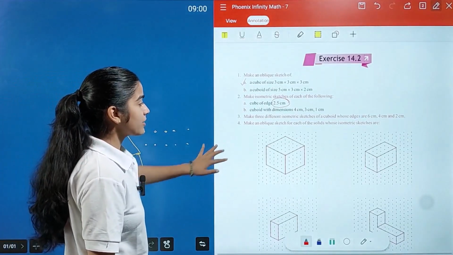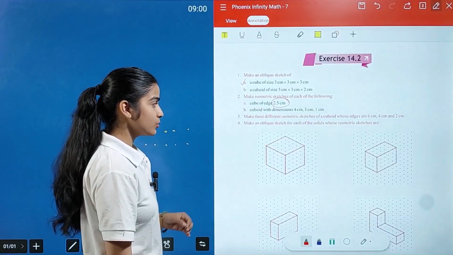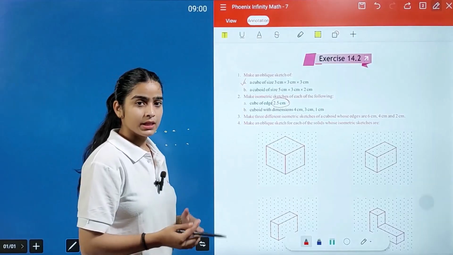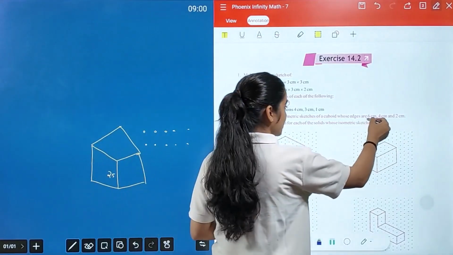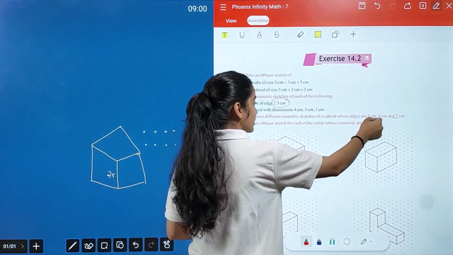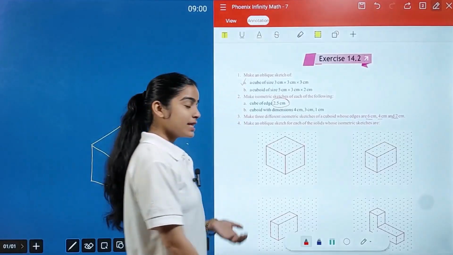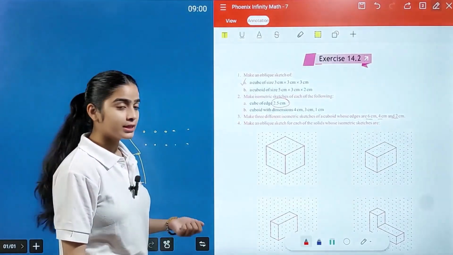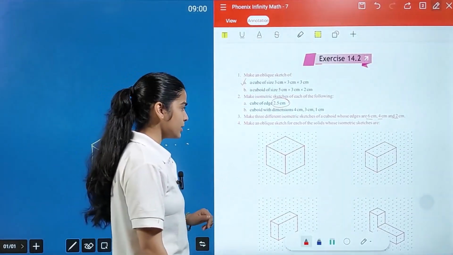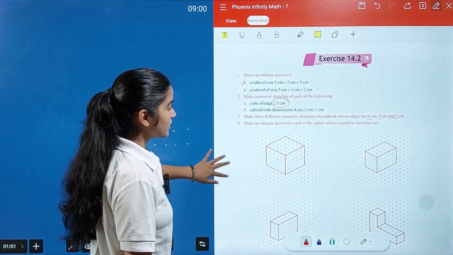Make 3 different isometric sketches of a cuboid whose edges are 6 centimeter, 4 centimeter and 2 centimeter. So by interchanging these, first of all you have to take 6 centimeter length, 4 centimeter breadth and 2 centimeter height. And next you have to take 6 centimeter breadth, 4 centimeter length and 2 centimeter height. And next you have to take 6 centimeter height, 4 centimeter length and 2 centimeter breadth, and you can easily make it. Make an oblique sketch for each of the solids whose isometric figures are given.